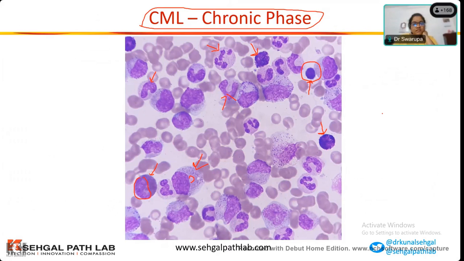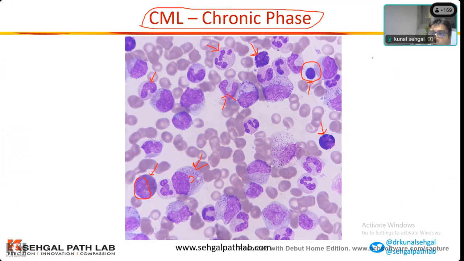BCR-ABL. PCR. By which method can you do BCR-ABL? Flow cytometry? Flow cytometry you cannot do BCR-ABL. FISH. FISH, that is genetics.